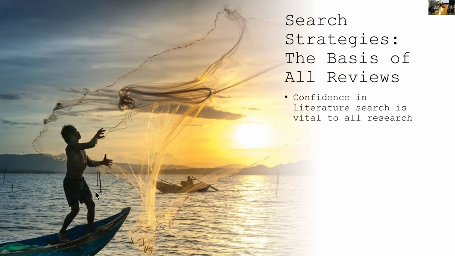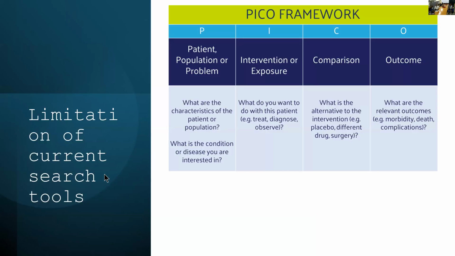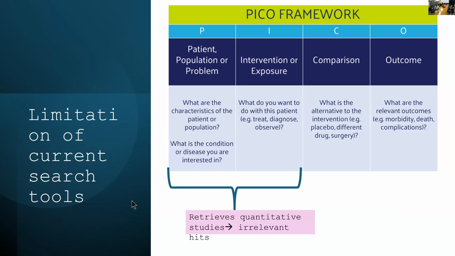Now, what are the strategies that we know? Commonly, PICOT. But can you really apply PICOT for a qualitative study? There are a lot of limitations. First of all, the P and I in a PICOT framework stand for patient, population or problem, and intervention or exposure. If you use these two and search, you'll get a lot of quantitative studies, a lot of irrelevant data. You're only wanting qualitative studies, but if you use only these two, you get a lot of extra quantitative studies also.